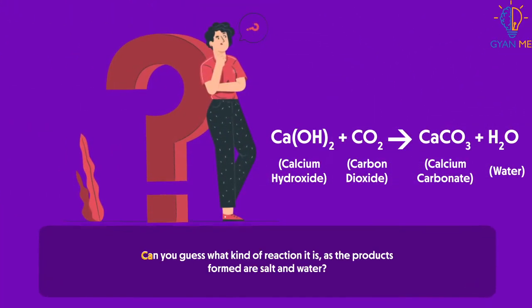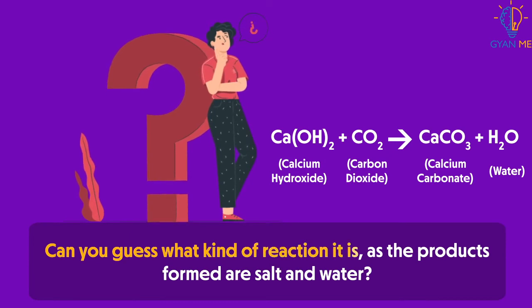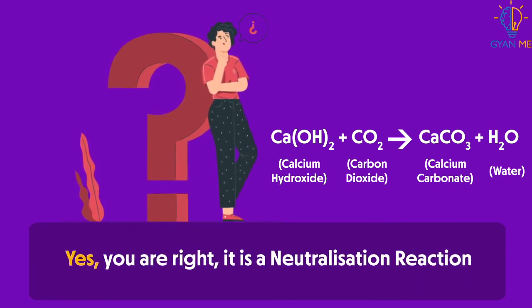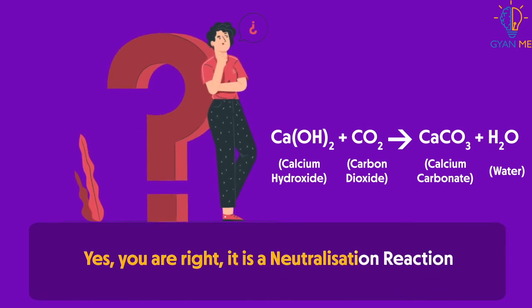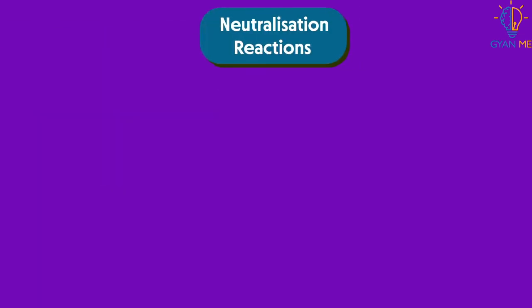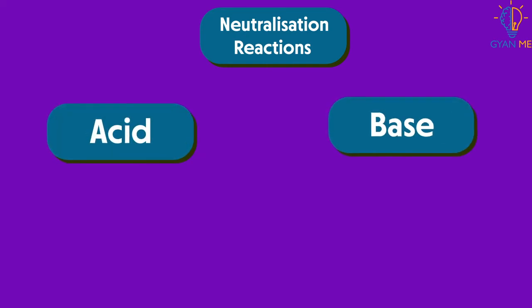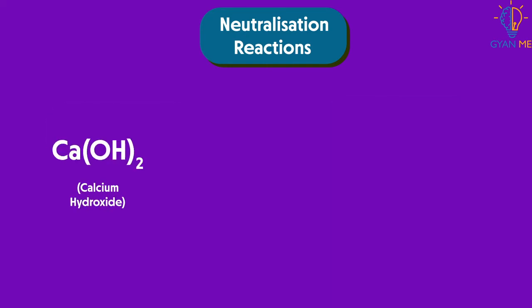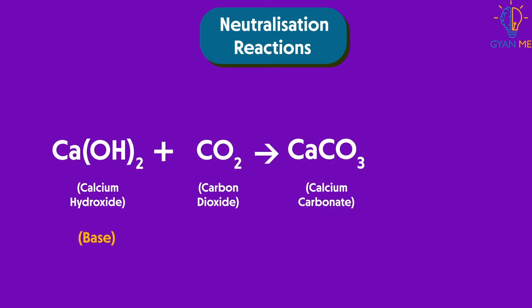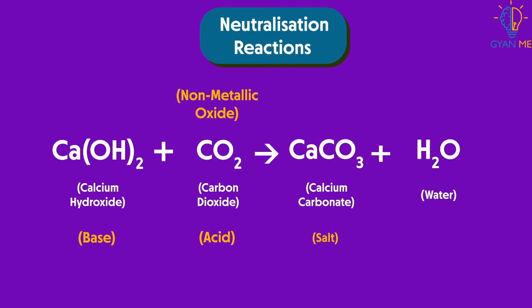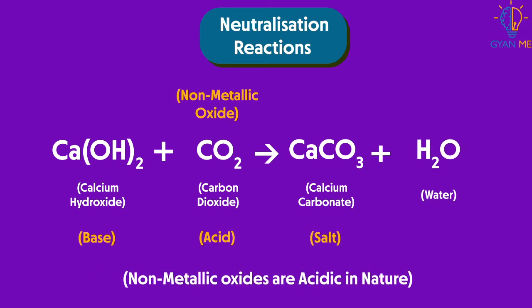Students, can you guess what kind of reaction it is? As the products formed are salt and water. Yes, you are right. It is a neutralization reaction. We know that in neutralization reaction, one reactant is acid and other is base. In our activity, calcium hydroxide is a base, so other reactant, that is carbon dioxide, which is non-metallic oxide, must be acid. So students, we can conclude that non-metallic oxides are acidic in nature.